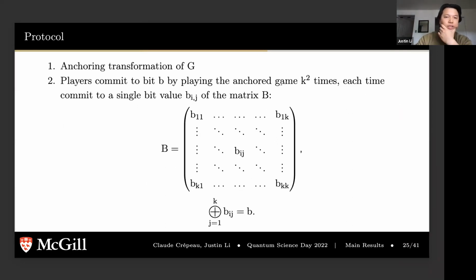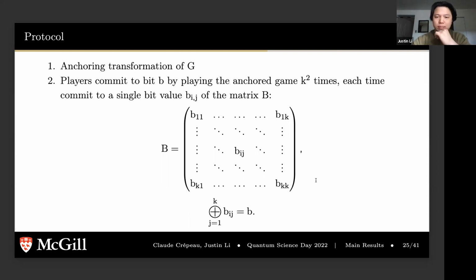So now I can present to you what the final protocol would be. In order to build a bit commitment scheme using pseudo-telepathy games, we'll do a couple of transformations first. First, we will anchor the game, like I mentioned before. For the players to commit to a final bit value, they actually need to commit to a matrix of bit values. So basically we will anchor the game, and then we'll play the game k-squared rounds. For each round of the game that they play, they will try to commit to one single bit value.